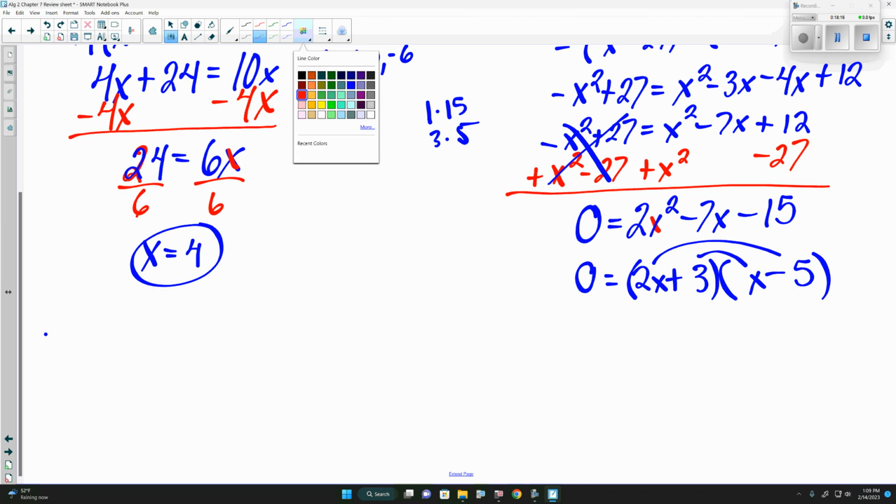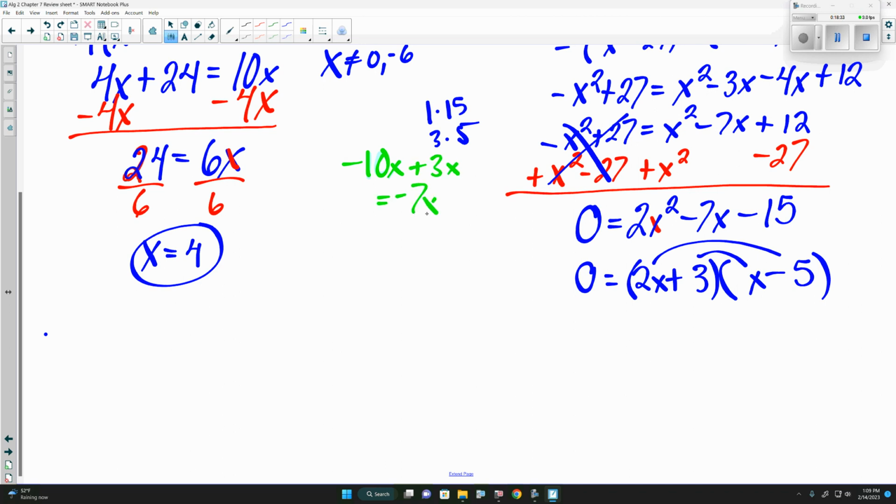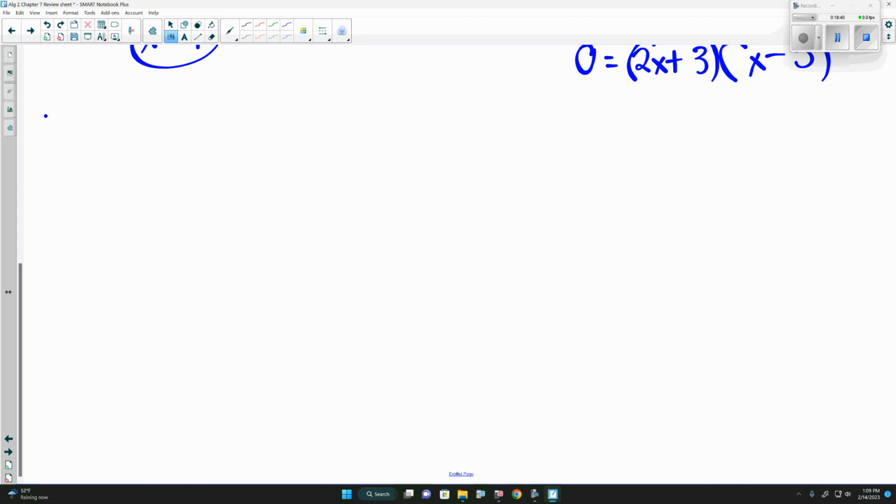And if we check this here, 2x times negative 5 is negative 10x. 3 times x is going to be plus 3x, which does indeed give us the negative 7x that we want. Now the last thing we need to do is set both of these equal to 0 and solve.